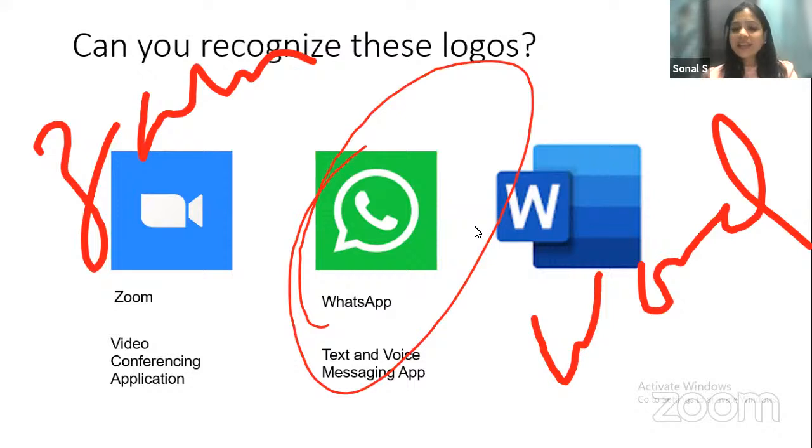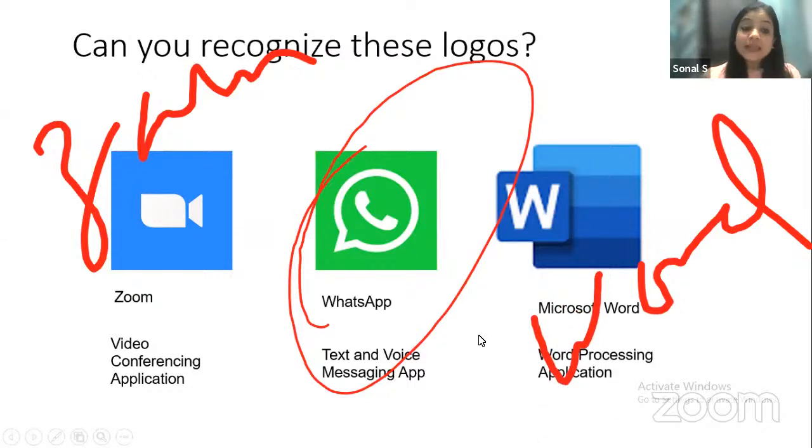And yes, MS Word, right? We all are using that as a word processing application. Now tell me, teachers, what is the common thing between all of these? Sharing information. Pushpanjali ma'am is saying it's for sharing information. But I want the common thing between all these three applications. Everything is made with coding.